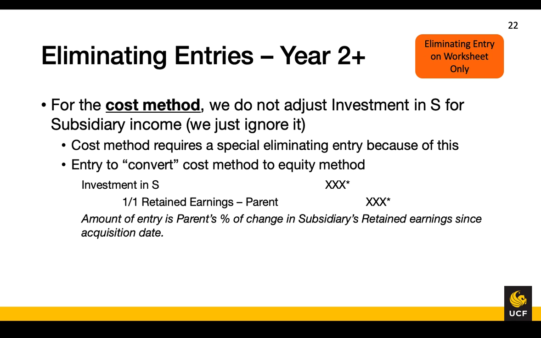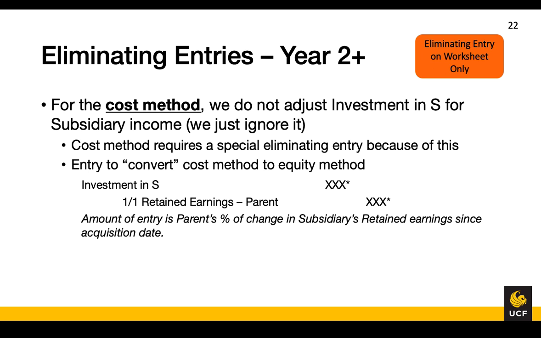Under the equity method, we record the parent's portion of the subsidiary's income, but under the cost method, we just ignore it. Therefore, under the equity method, this income accumulates in the parent's retained earnings, but doesn't under the cost method. The entry to establish reciprocity, or convert cost to equity, is essentially a catch-up adjustment to put subsidiary income into the parent's retained earnings.